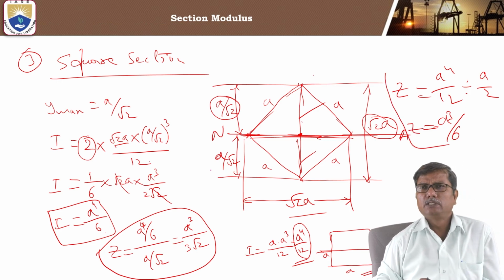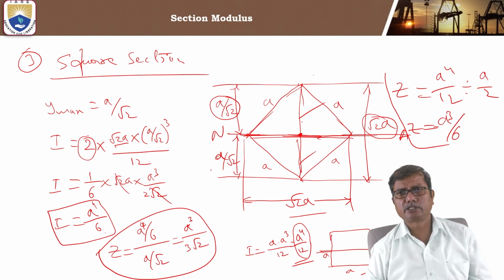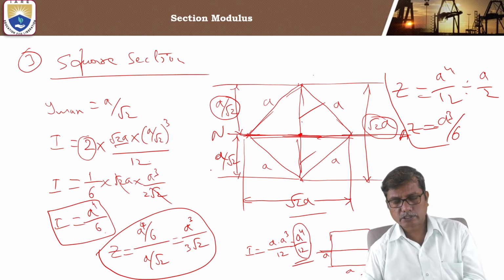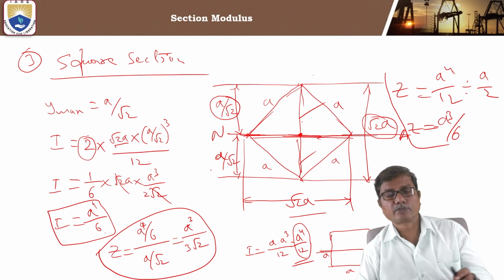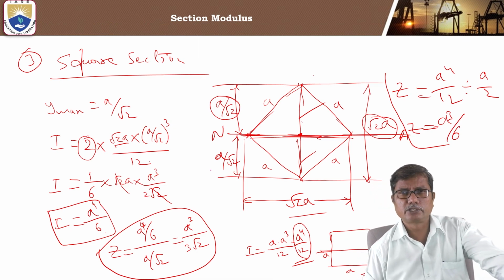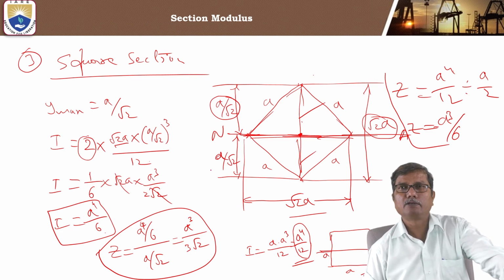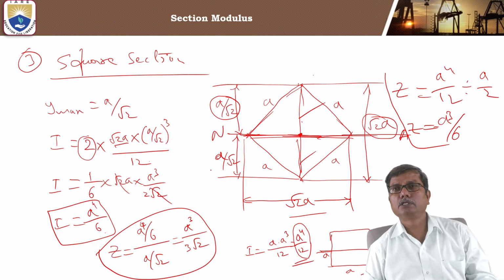With this, I will end the session. Let us discuss some more sections in the next class: how to find the section modulus and moment capacity. Most importantly, we will also see the moment capacity of the cross section. For now, let me conclude this.